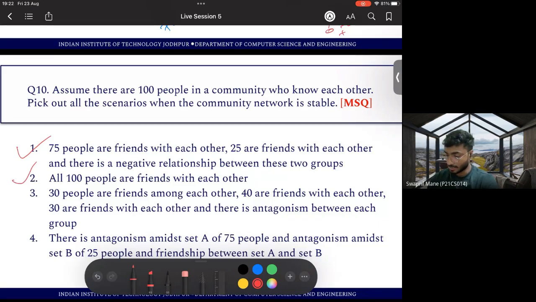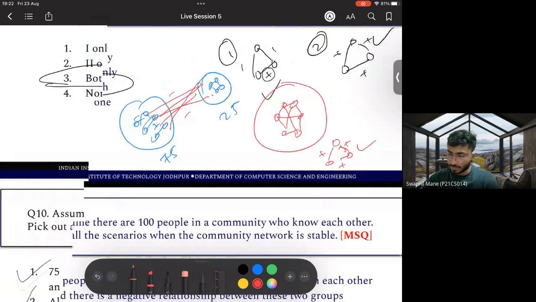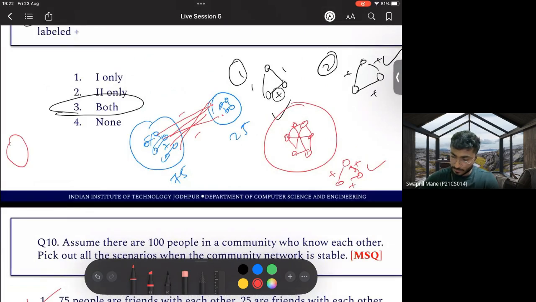Likewise, the third option says that 30 people are friends among each other, and 40 are friends with each other, and there are three groups you can see here. The 30 are friends with each other, and there is antagonism, which is enmity, a negative relationship between each group. Let's see here, in three groups: the first group has 30 people, another has 20 people, and another has 30 people. Within each group there is a positive relationship, and among these groups there are negative edges.